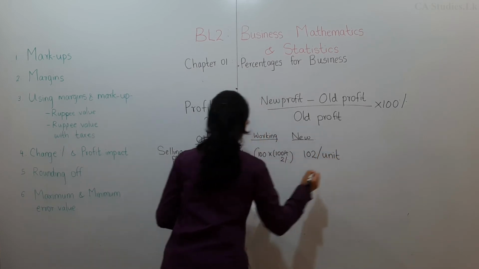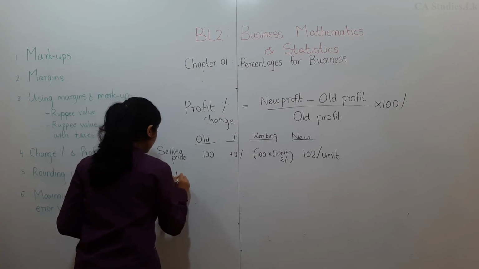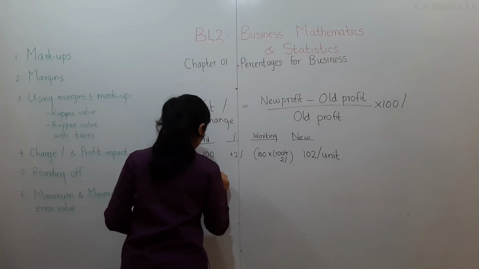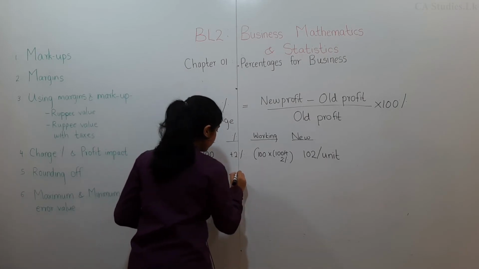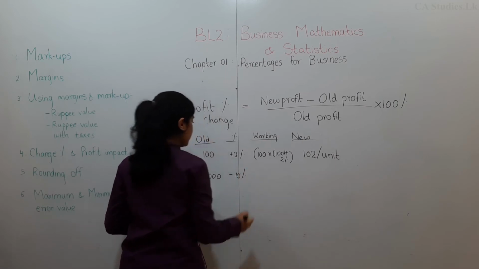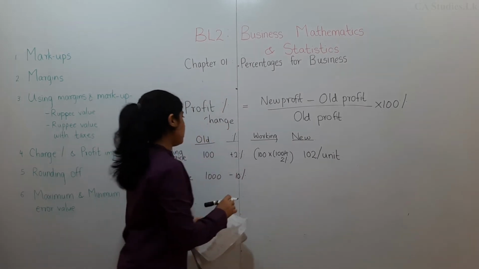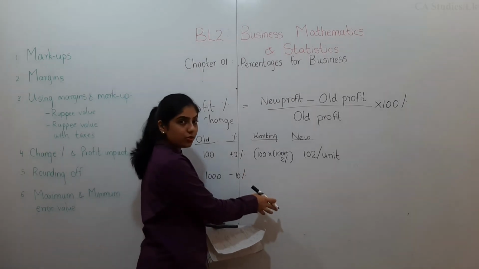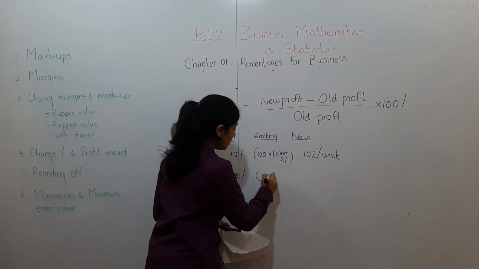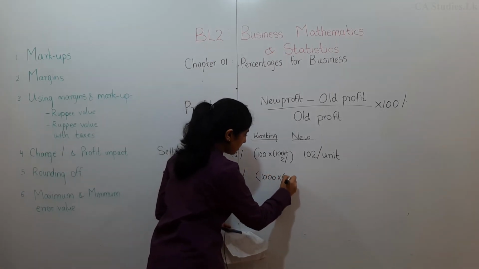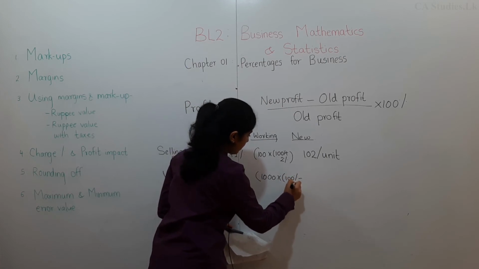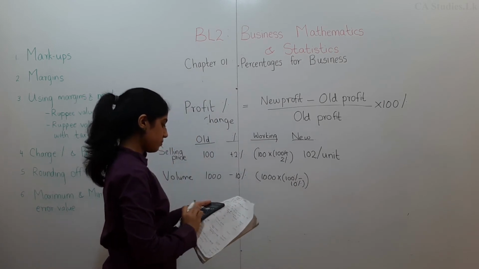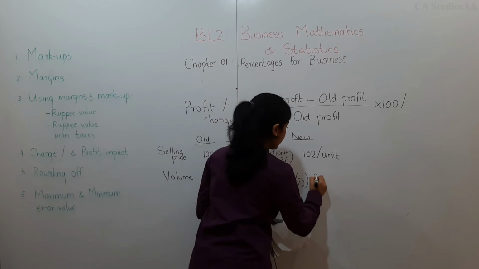Don't forget that. Then your volume was 1000 units. That decreased by minus 10%. Okay. So again, old value is our base, and they are asking to find our new value. So 1000 we can multiply by 100% minus 10%, which is 900 units.